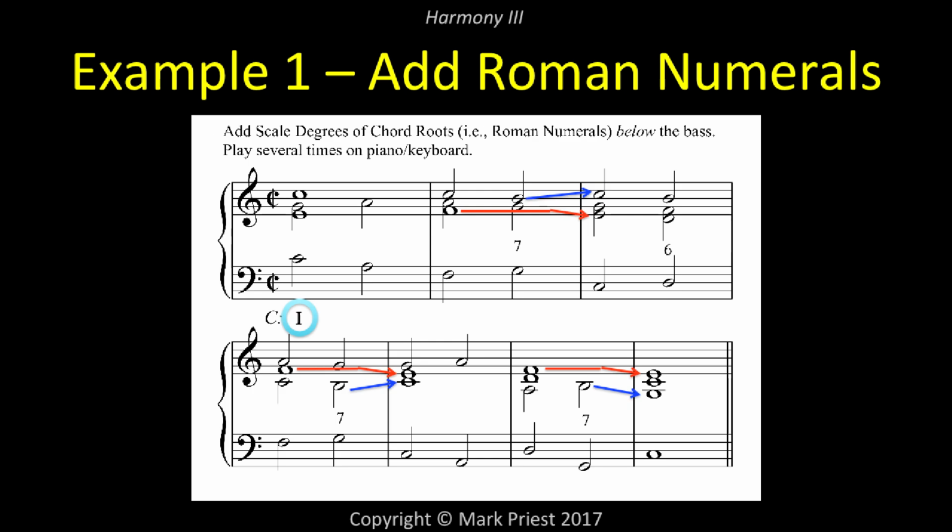Indicate the scale degrees of chord roots by writing Roman numerals below each bass note. Then, play through the exercise several times on a piano keyboard. Do not play by ear or from memory, and keep your eyes on what you wrote.